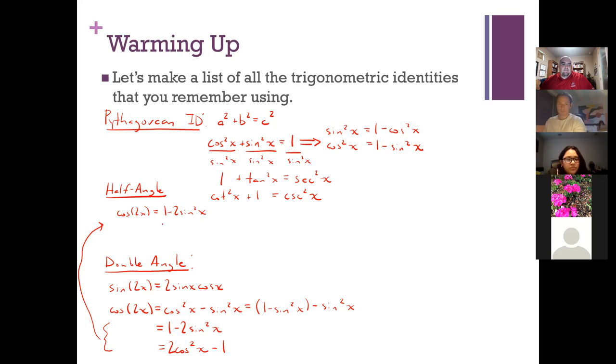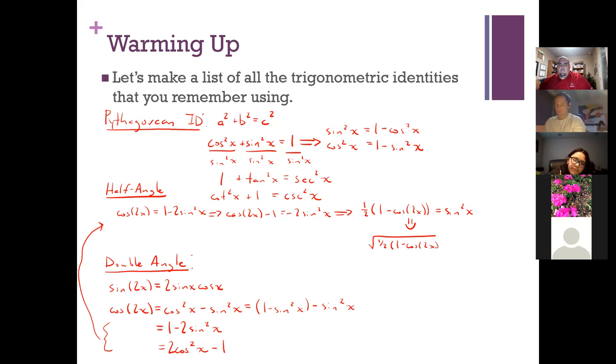But as a consequence of that, I could basically solve for sine of x. So then I get cosine 2x minus 1 equals negative 2 sine squared x. And then from there, I divide both sides by negative 2. And I get 1 half of 1 minus cosine 2x equals sine squared of x. And then finally, square root. And because it took a square root, I got to have plus and minus.